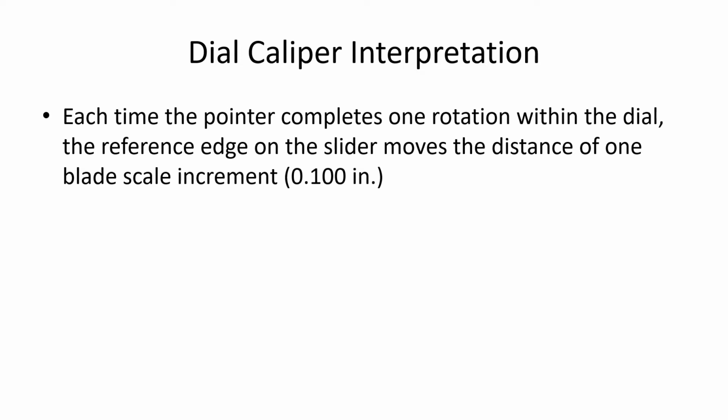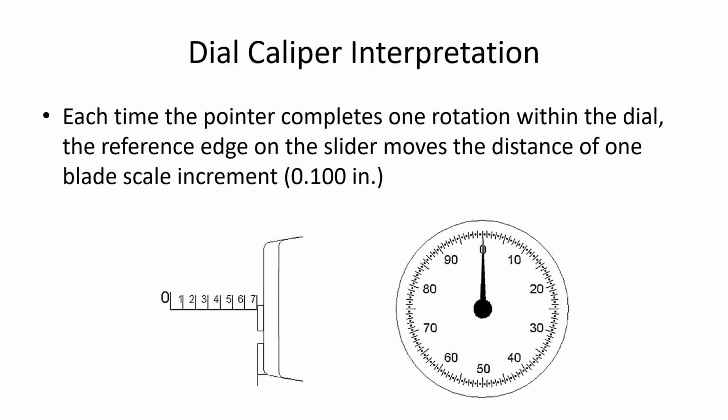Each time the pointer completes one rotation within the dial, the reference edge of the slider moves the distance of one blade scale increment, or 0.1 inches. So basically, if you go around once, that means you went 0.1 inches, okay?